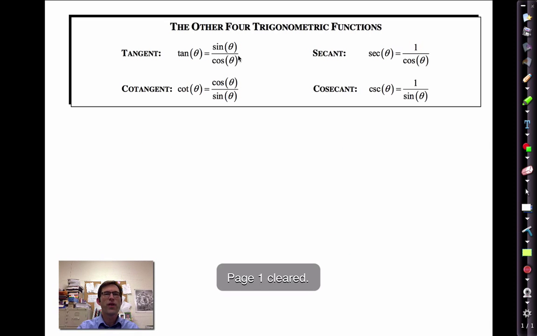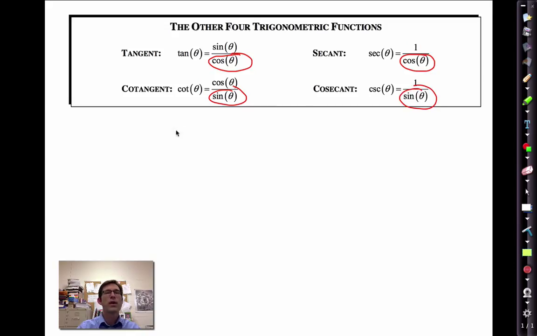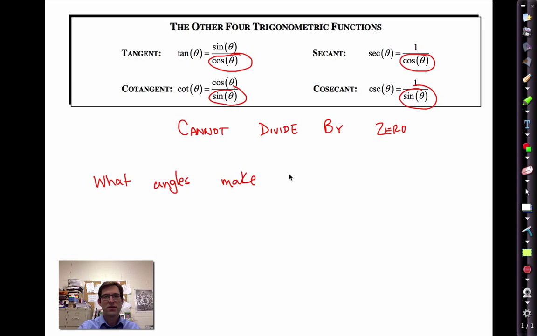These 4 functions all have division going on. I'm dividing by cosine, dividing by sine, dividing by cosine, dividing by sine. Remember, we cannot divide by 0. And yet, the cosine function can certainly be 0, and the sine function can certainly be 0. So sometimes you're asked, let's answer this question: what angles make tangent of theta undefined?